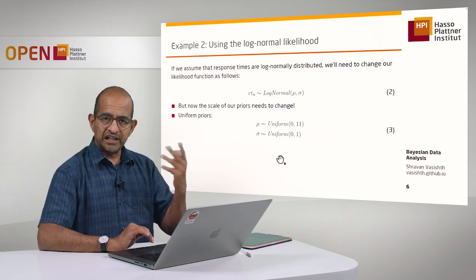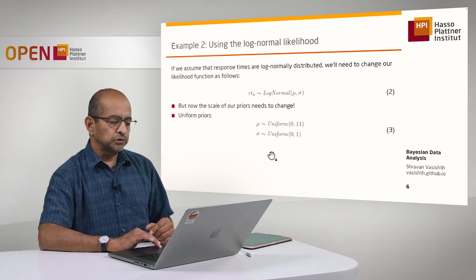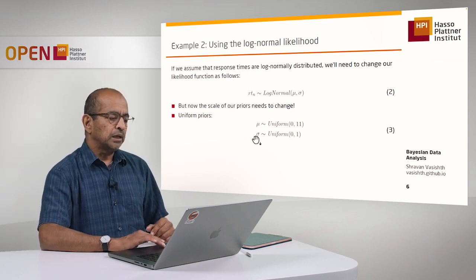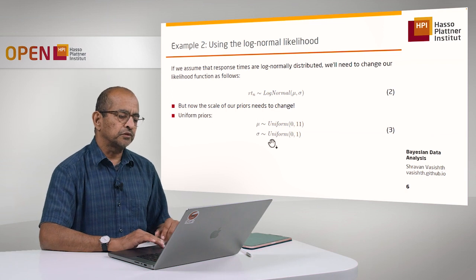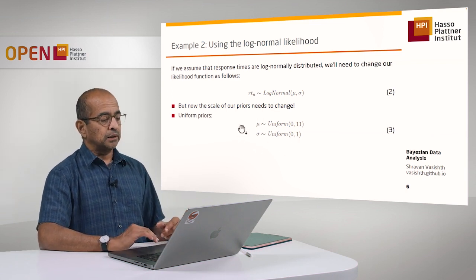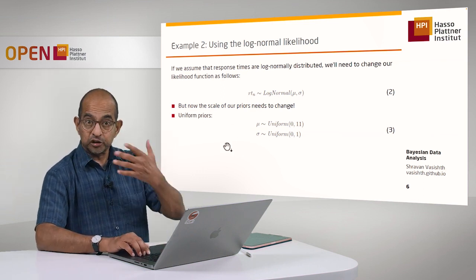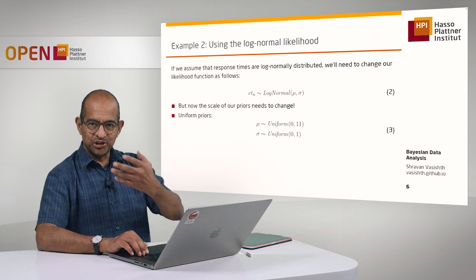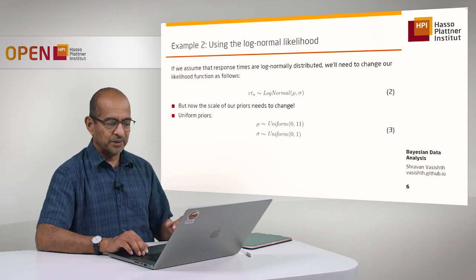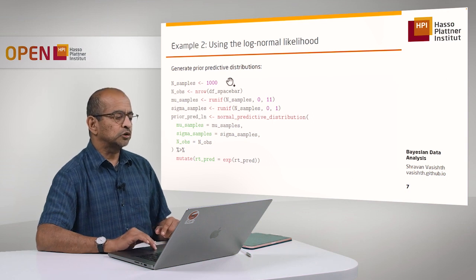So we start with very vague priors: a uniform going from 0 to 11 for mu, and for sigma we'll use a uniform going from 0 to 1, right? That's a pretty vague, uninformative prior for the log normal here. So you can of course verify what I just said by generating the prior predictive distribution, right? So how would I do that? Here's some code for this.